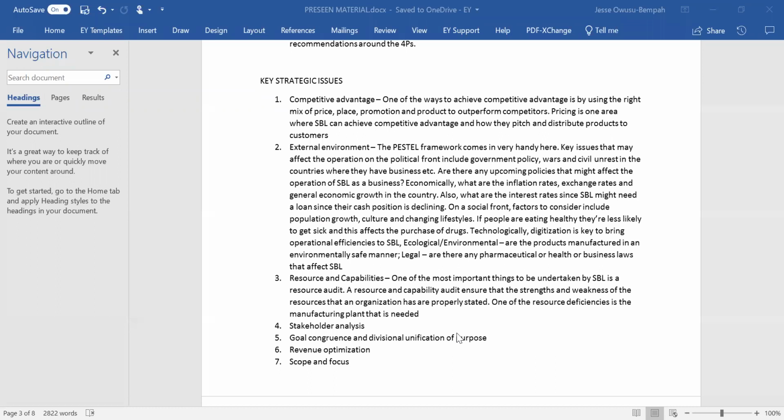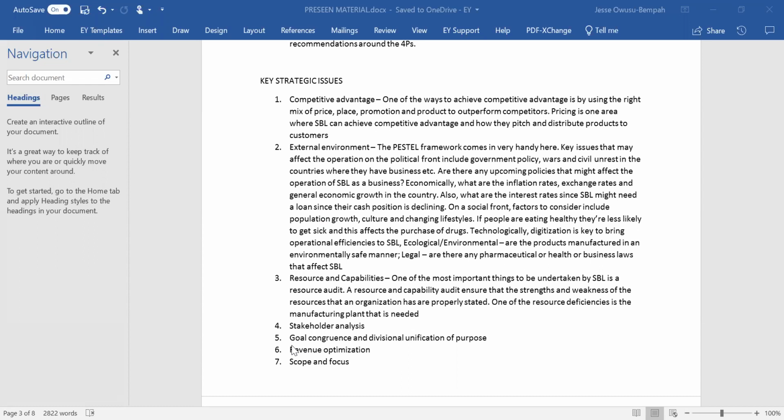These are all questions you ask. Now, number 4 is stakeholder analysis. 5, goal congruence. We want to make sure that the divisions we have in the organization have objectives that are aligned so that we are meeting the overall goal of the organization. That's where goal congruence comes in. We are making sure that the goals are congruent.